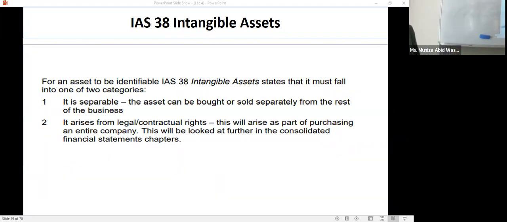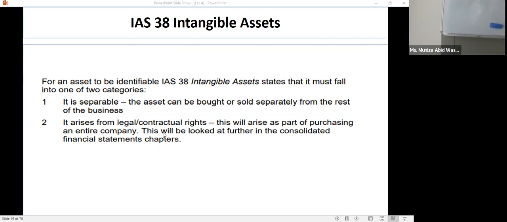So it is going to be arising from the legal or the contractual rights, and we are going to discuss it towards the ending of our book in consolidated financial statements as well. So IFRS 3 business combinations will be discussed mainly towards the end of your book when we are going to discuss the consolidated financial statements.